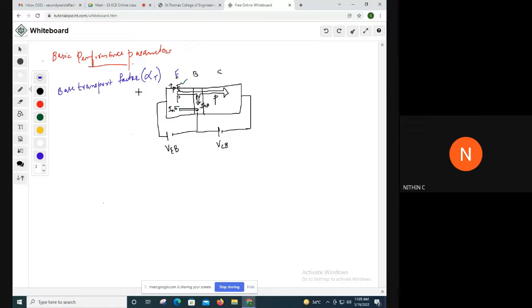So what will be the base transport factor? That is actually the effectiveness of the base in transporting charge carriers injected from the emitter. The charge carriers injected from the emitter should be transported to the collector through the base. So the base region should be highly effective in transporting the charge carriers injected from the emitter to the collector. അപ്പം അതിന്റെ എഫക്റ്റീവ്നെസ് അല്ലെങ്കിൽ ബേസിന്റെ ട്രാൻസ്പോർട്ട് ഫാക്ടർ ഇൻക്രീസ് ചെയ്യണമെങ്കിൽ എന്തായിരിക്കും നാച്ചുറലി കുറയേണ്ടത്?